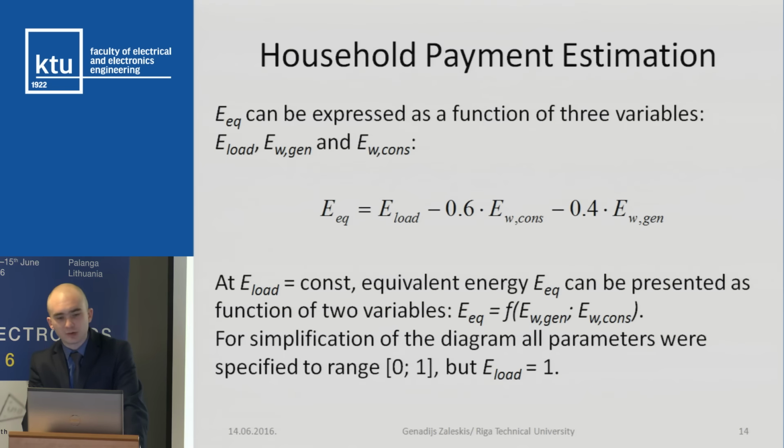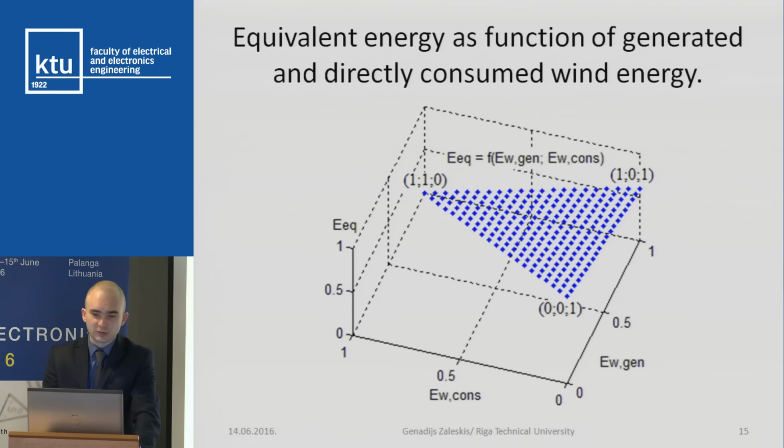And here is the household payment estimation. So equivalent energy can be expressed as a function of three variables: load energy, generated energy, and consumed wind energy. If we have a constant load, equivalent energy can be presented as a function of only two variables. For simplification of the diagram, all parameters were specified to range from 0 to 1, and the load consumes 1 kilowatt hour. So we can see this diagram.